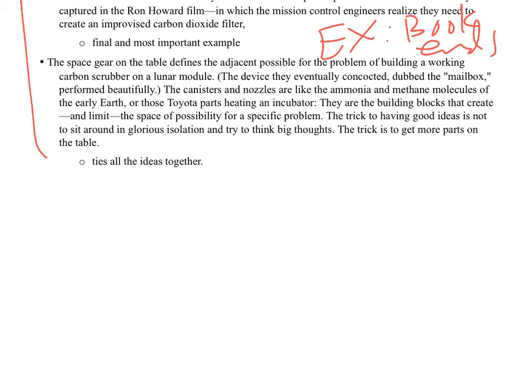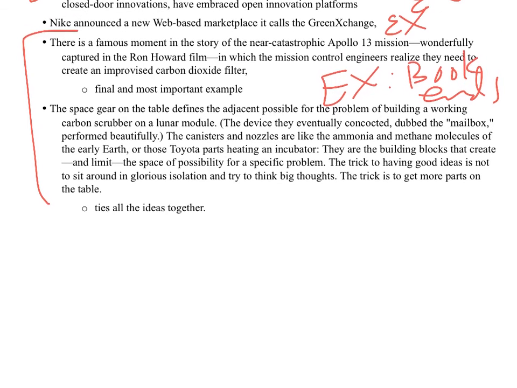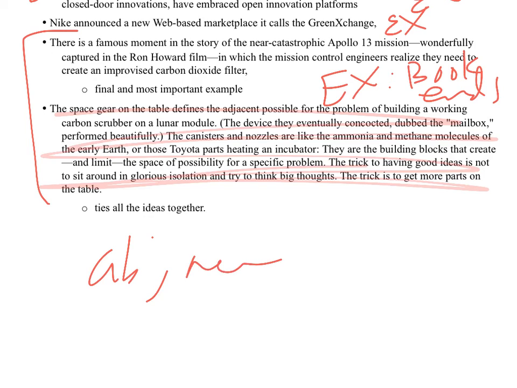And this is how he concludes. So I think the Apollo example, as I'm quoting up here, right up here, I'm quoting. This is where he ties together all of the previous ideas, and especially the idea of the adjacent possible.